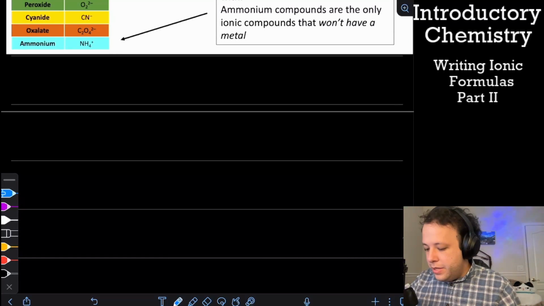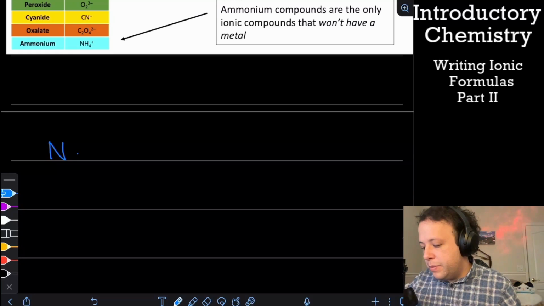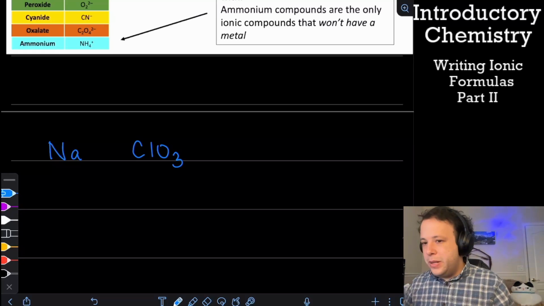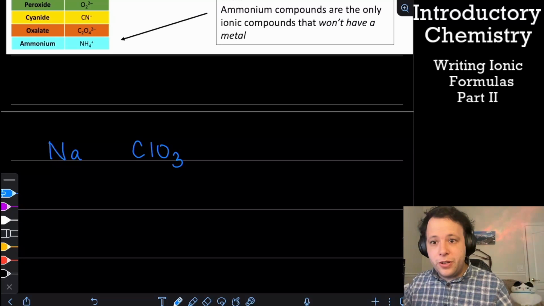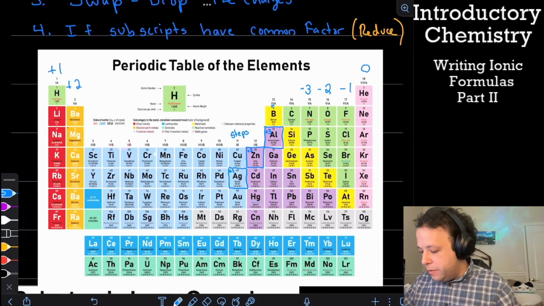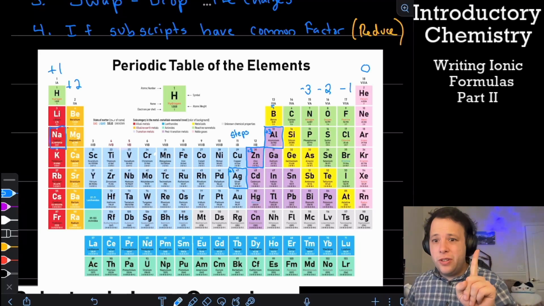So with these, we follow the same rules. We're going to write our metal first. So let's say I have two different species, sodium and chlorate. How do we go about showing how these are going to be bonding together? First thing is sodium. What is the predictable charge? We'll go to our periodic table. We can see sodium is right in that first column here, so that's going to be a +1 charge.